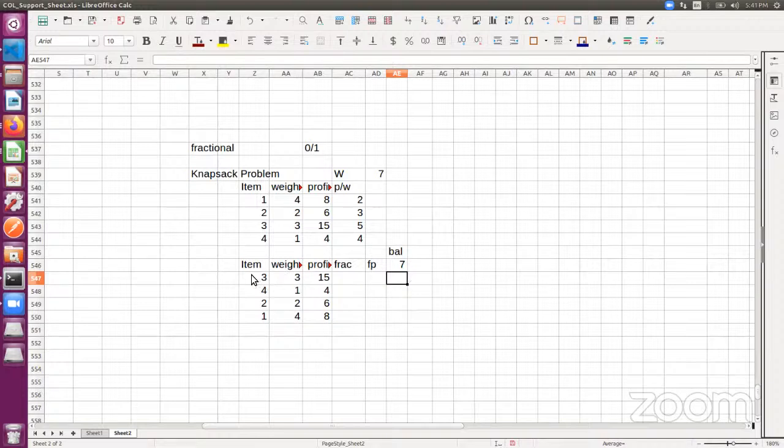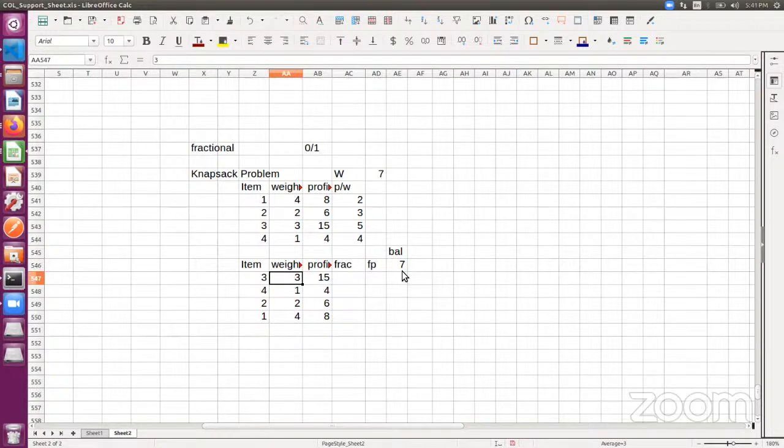And one more important thing, the frequency, that is the count of each item, is only 1. I cannot take multiple items at a time. Only one item is there. If I have multiple items, then you'll have one more column representing the number of items present. But here, only one item of each category. So now the balance weight is 7 and the weight of item 3 is only 3.